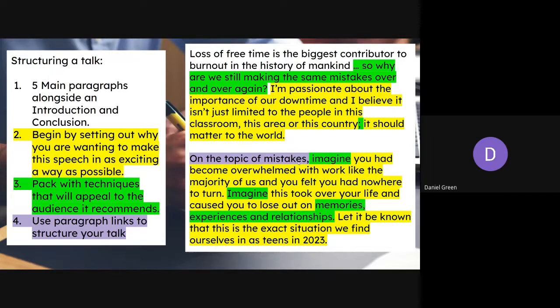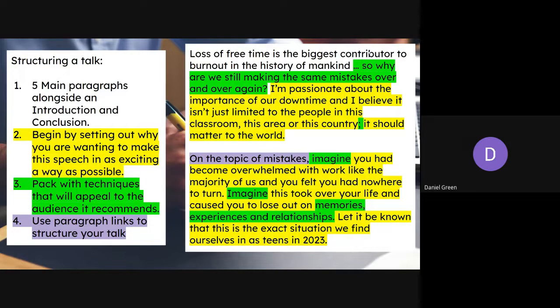On the topic of mistakes, imagine you had become overwhelmed with work like the majority of us, and you felt you had nowhere to turn. Imagine this took over your life and caused you to lose out on memories, experiences, and relationships. Let it be known that this is the exact situation we find ourselves in as teens in 2023. Notice how I'm using paragraph links.